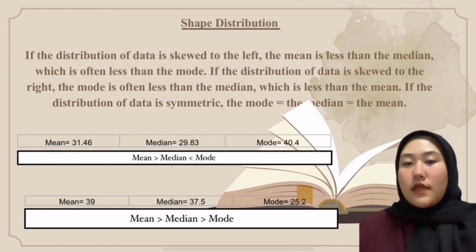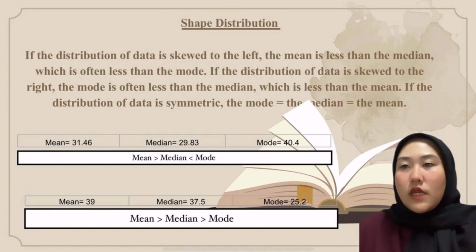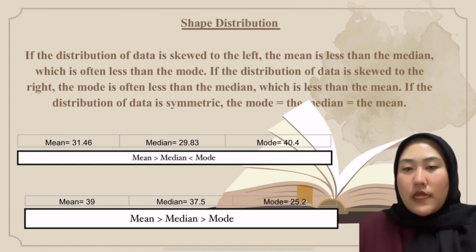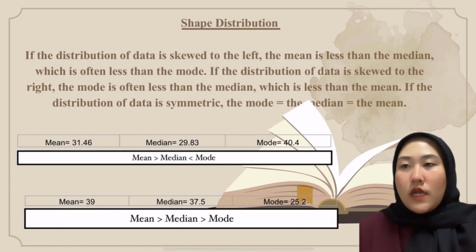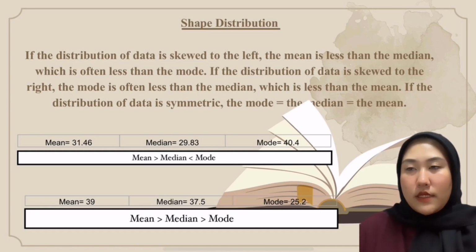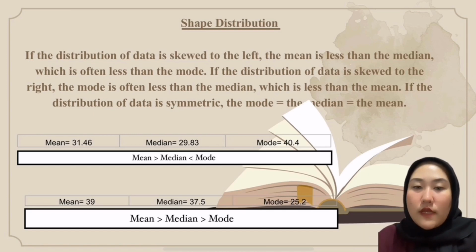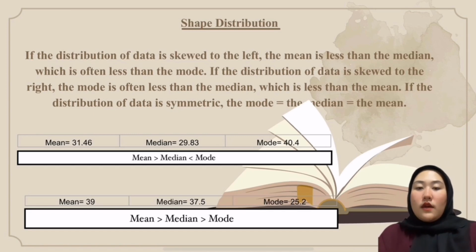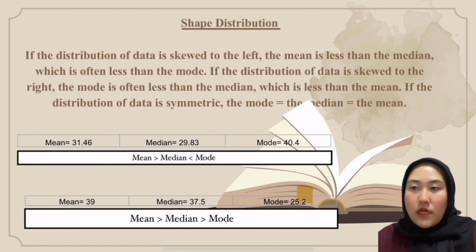Okay, for the next part is shape of distribution. If the distribution or data is skewed to the left, the mean is less than the median, which is often less than the mode. If the distribution or data is skewed to the right, the mode is often more than the median, which is less than the mean. If the distribution of data is symmetric, the mode, the median and the mean are equal.